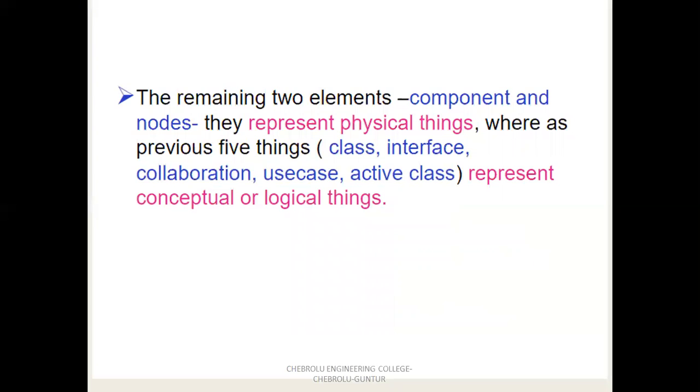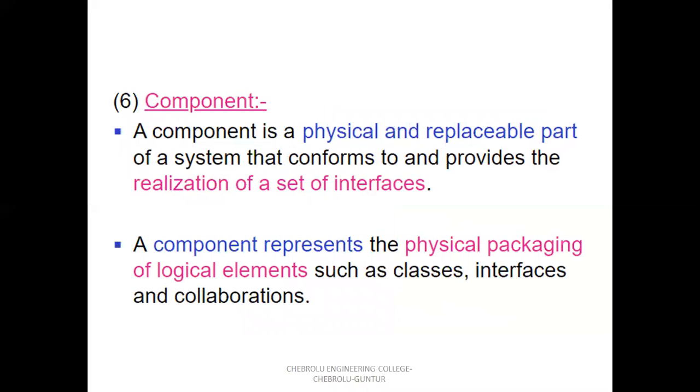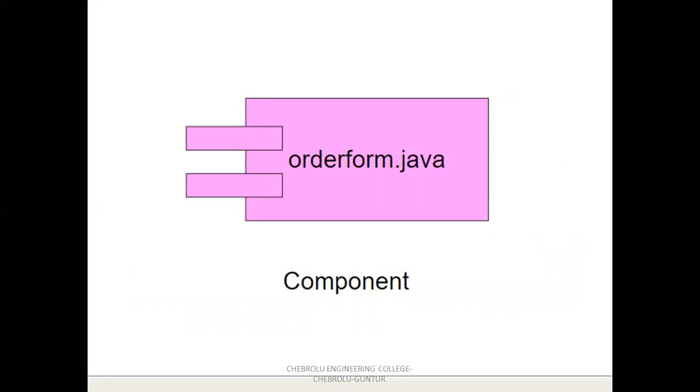Next, the remaining two elements, components and nodes. The components represent physical things, whereas the previous five things, class, interface, collaboration, use case, and active class, represent conceptual or logical things. First one, components. The component is a physical and replaceable part of the system that conforms to and provides the realization of a set of interfaces. The component represents a physical packaging of logical elements such as classes, interfaces, and collaborations. Graphically, a component is represented by a rectangle with two tabs.